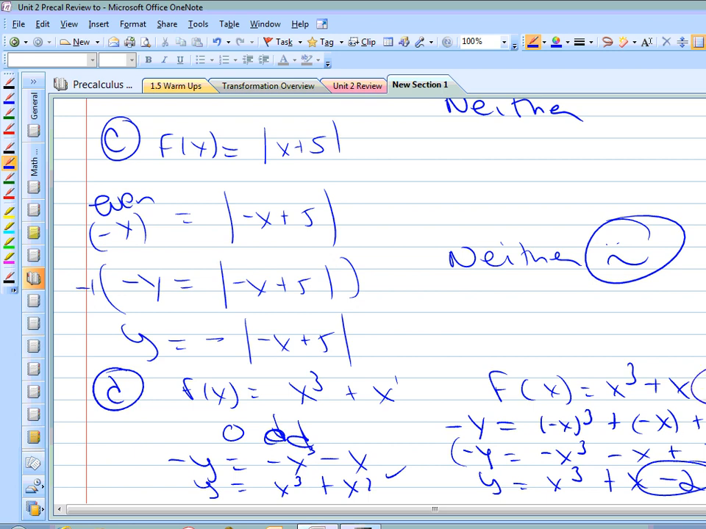So you got to be really careful. If it's got all odd exponents, this is the shortcut, all odd exponents, then it's odd. But if it has odd exponents and a constant value, it will be neither. Okay, that may help clear up a few things.